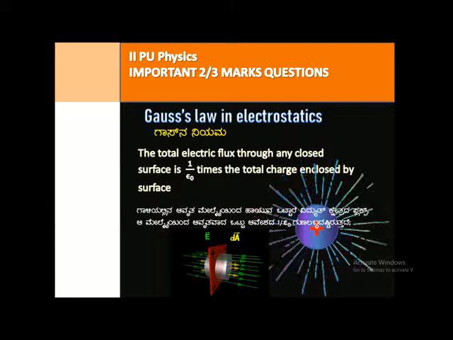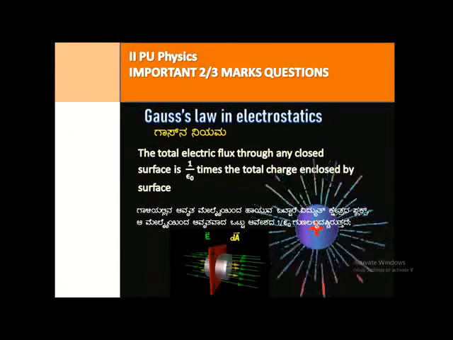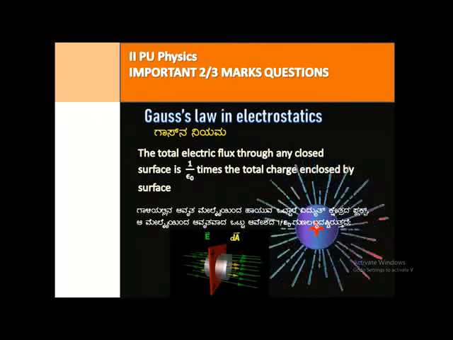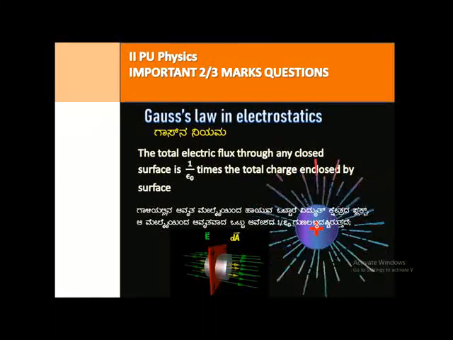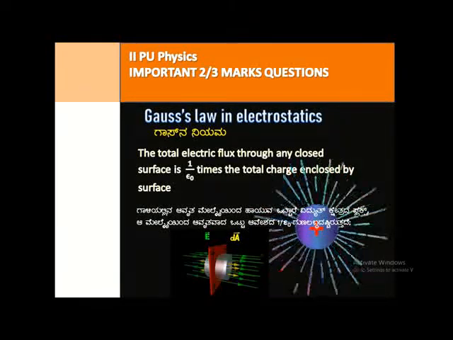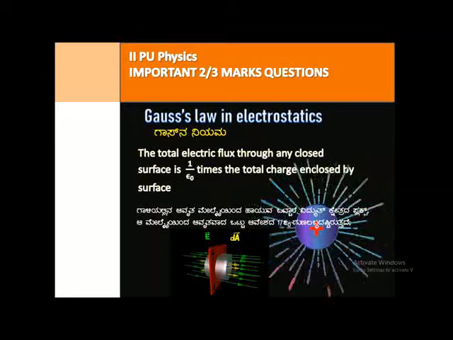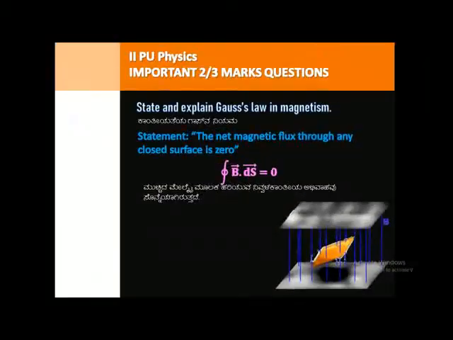Next, Gauss law in electrostatics. In electrostatics, what is the Gauss law? The statement is like this: the total electric flux through any closed surface is 1 by epsilon naught times the total charge enclosed by the surface. This is the statement of Gauss law.